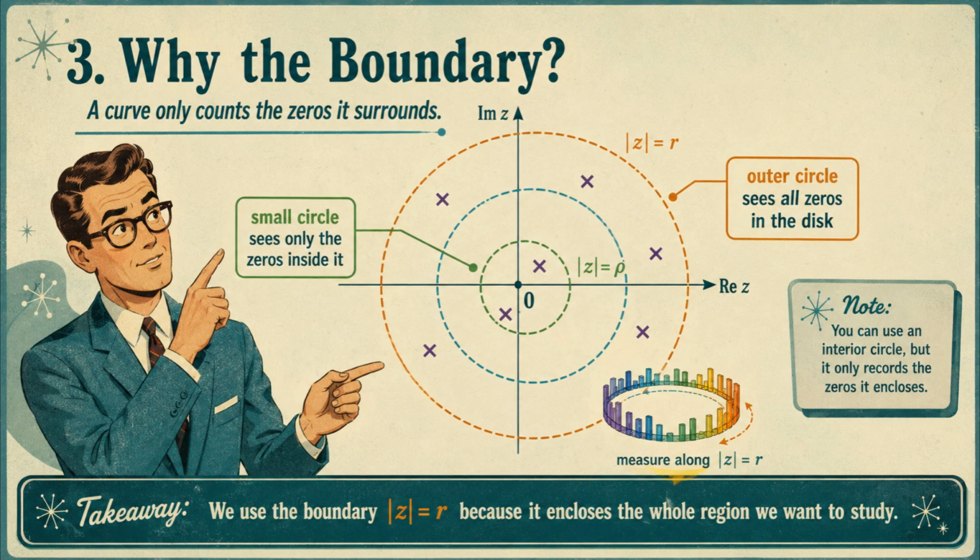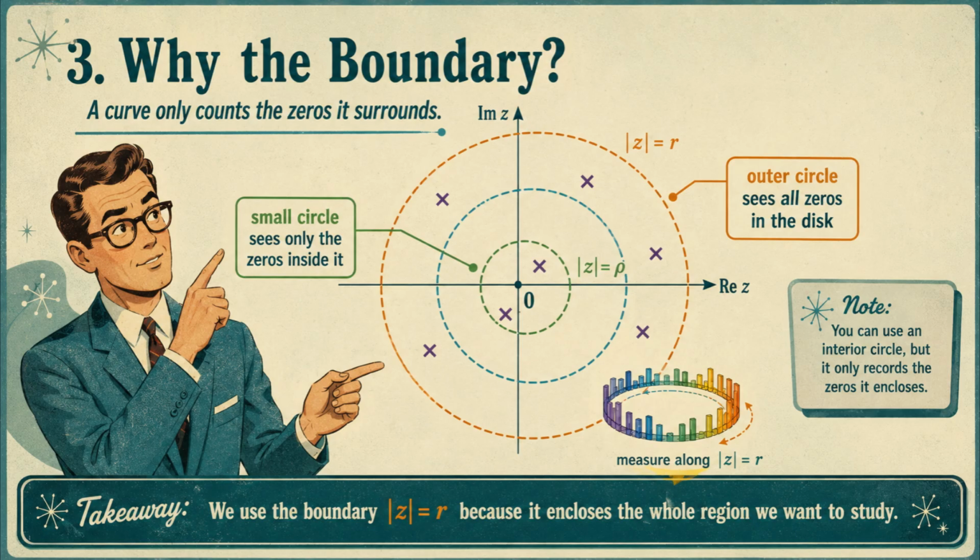Why the boundary? Why do we measure on the outside edge? Why not measure on some smaller curve inside the disk? The answer is a closed curve only detects the zeros it surrounds. If you draw a small circle inside the disk, that small circle only surrounds part of the region. It only sees the zeros inside that smaller circle. It misses the zeros outside that small circle. But the outer boundary surrounds the whole disk, so the outer boundary sees the whole interior story.